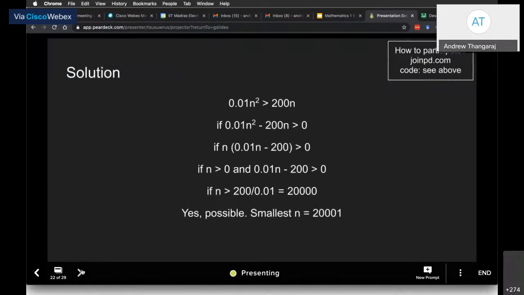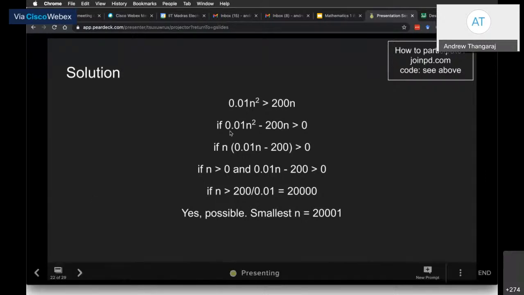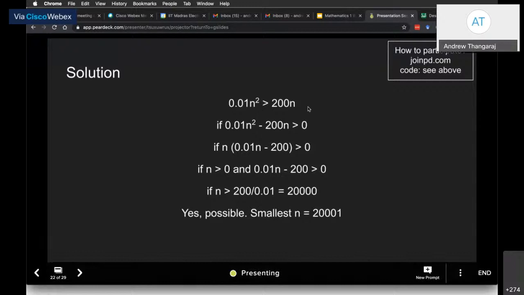One way to properly do this is to say, let's say 0.01 n squared is greater than 200n. If this is going to be true, what else has to be true? Let's see if we can break it down and get to the possibility. Is this possible? It's possible only if you push the 200n to this side: 0.01 n squared minus 200n is greater than 0. It's possible only if this is true.